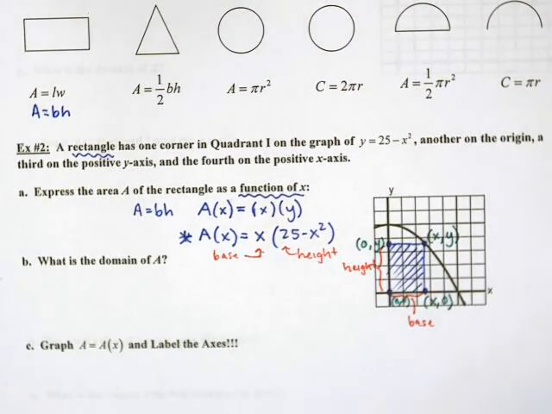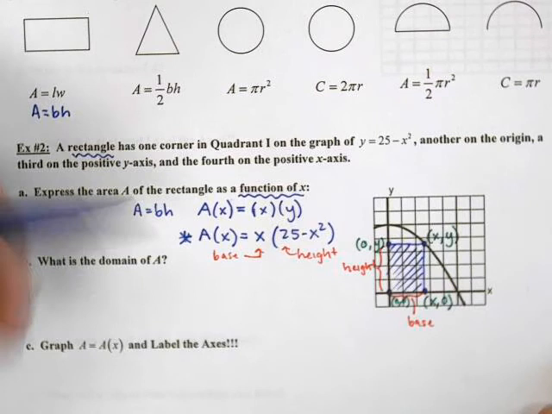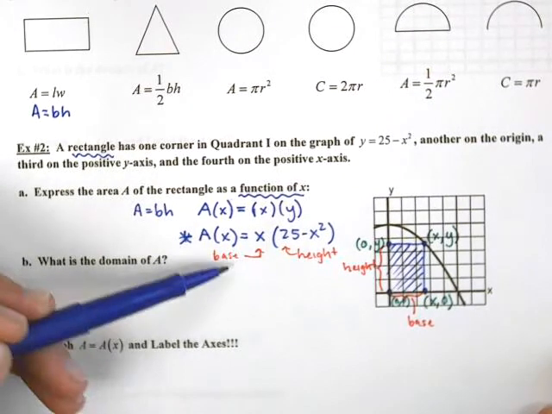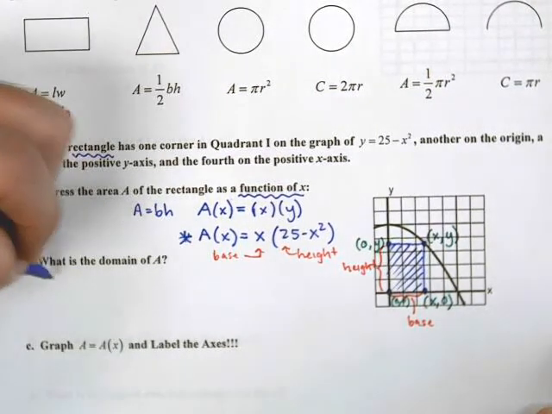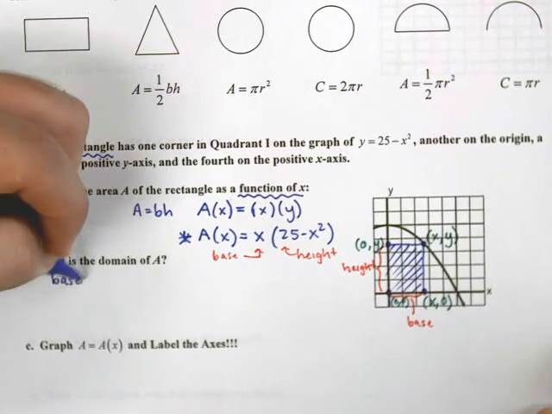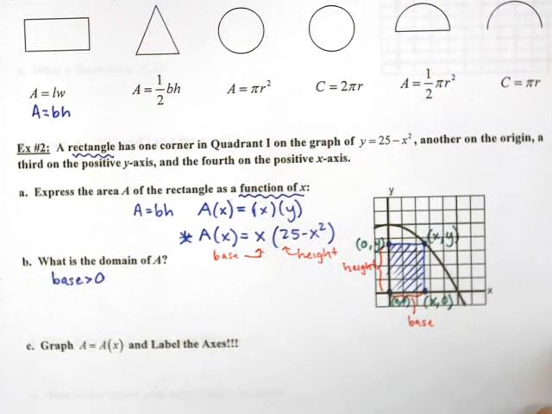Now to find domain, we kind of have to think about, go back to geometry. Remember, in geometry, could you ever have negative lengths? Could you have negative areas? Absolutely not. Same thing here. We know that I can't have a base that's negative. So I know that my base, whatever it is, is going to have to be bigger than 0. Same thing with height.